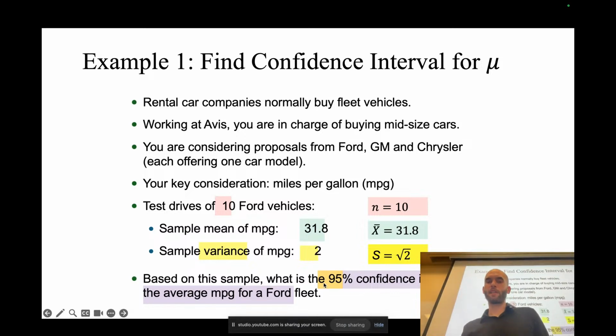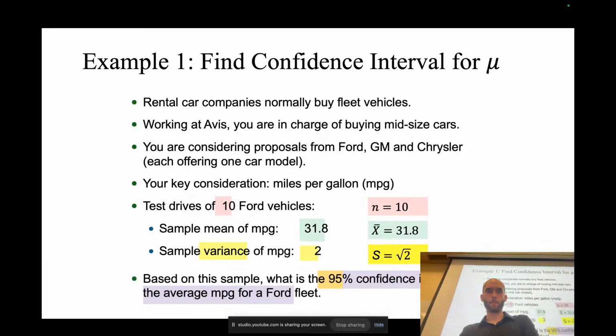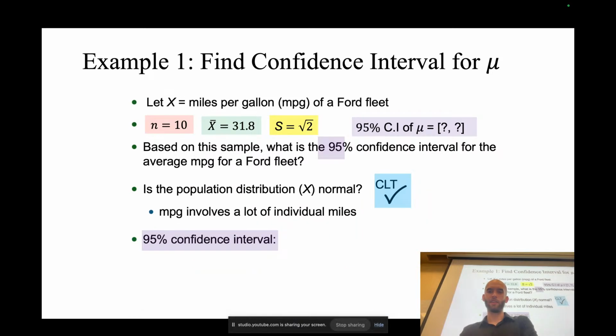So we can ask a question about our data. What's the 95% confidence interval for the average miles per gallon in the fleet? So let's walk through a mathematical example, and then we'll maybe think about doing this with some code. Okay, so what's the confidence interval? We have 2 questions. We have the upper and lower bound. So here's our data. Here's our question.